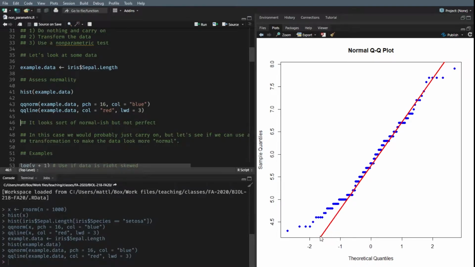If we try to put a line of best fit on these points, we miss a bunch of points, particularly on the low end and a few points on the high end. So here we would say it looks normal-ish, but it's not perfectly normal. So maybe we need to either transform it or use a non-parametric test.